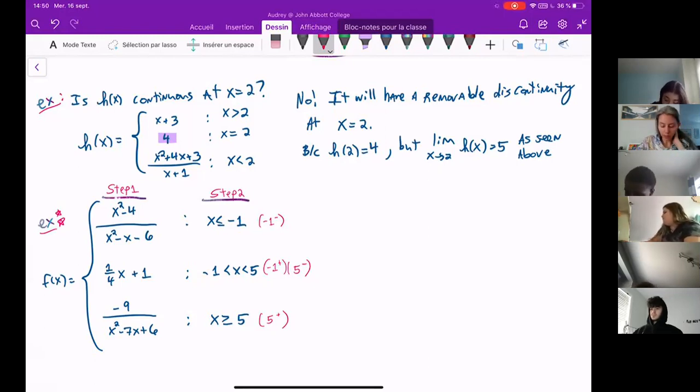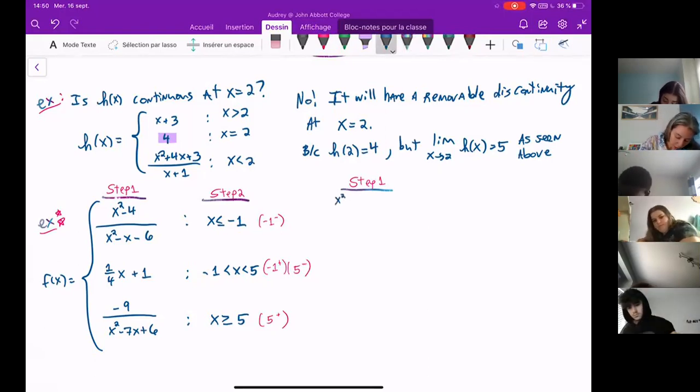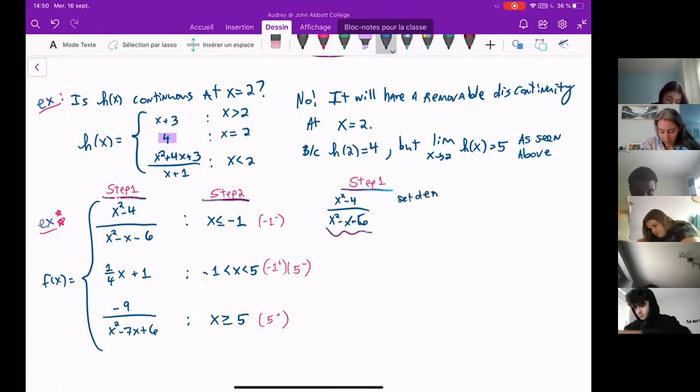Okay, so for our step one, are you guys ready? For our step one, we're looking at each of the individual functions and we're checking for division by 0. So I have x squared minus 4 over x squared minus x minus 6. To find division by 0, I set the denominator equal to 0. And we just need to factor this thing.